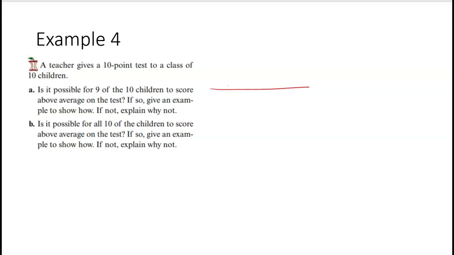So if we think about it, if 9 out of the 10 students score, maybe they score a 9. It's a 10-point test, right? So the scores go 1 through 10. If the students were to score a 9 on this test, and one student scored, let's say, a 1, what would be the average there? So 1 plus 9 times 9 divided by 10, right? There's 10 students. So what is 1 plus 9 times 9? 82 divided by 10 is 8.2.